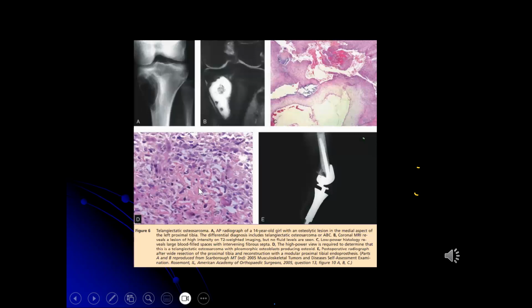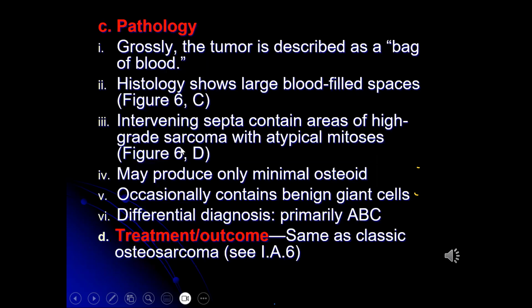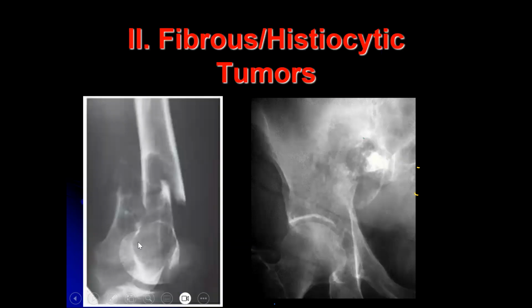This is such a lesion, and you have to do a prosthesis. You give the adjuvant and the post-surgical radio-chemotherapy. When you have a fracture, it does not change the treatment much, especially in osteosarcoma. This is a fibrous histiocytic tumor.